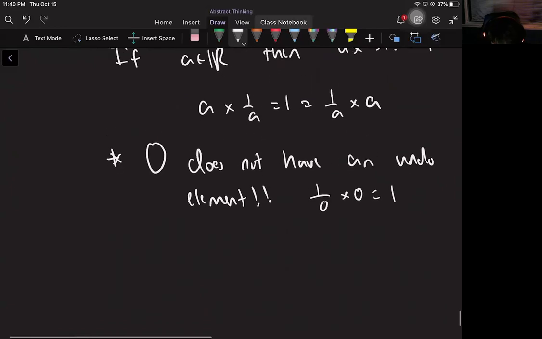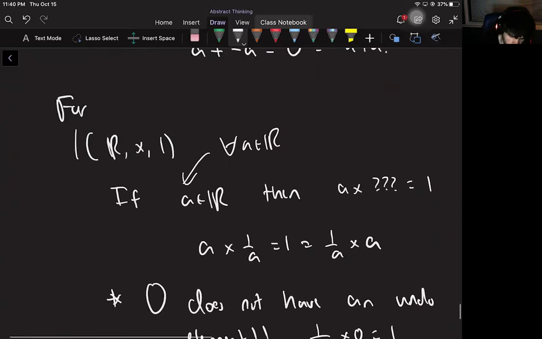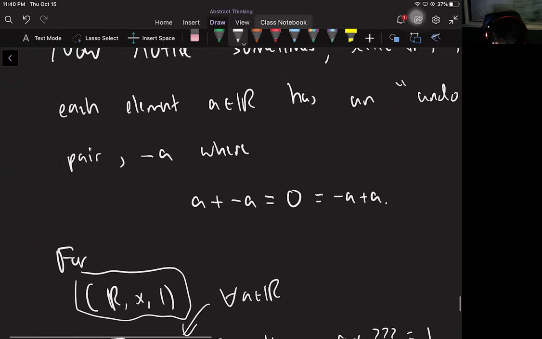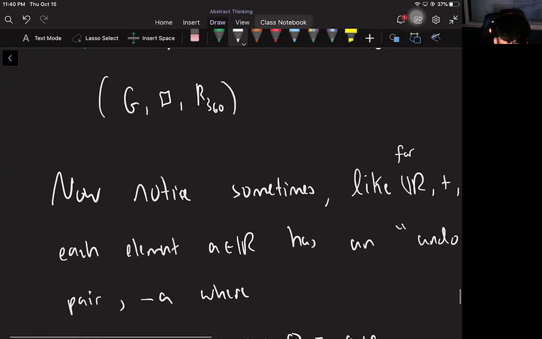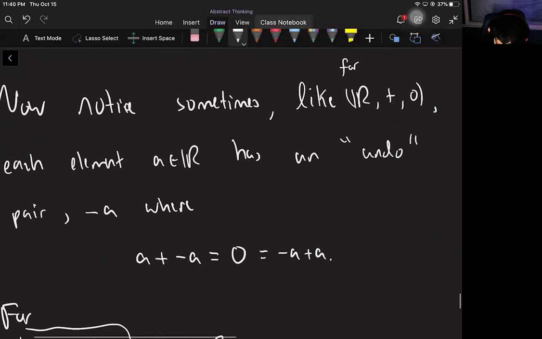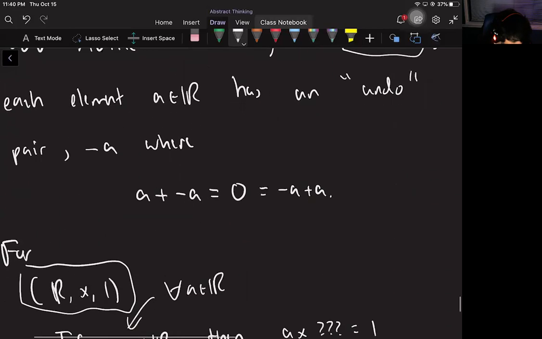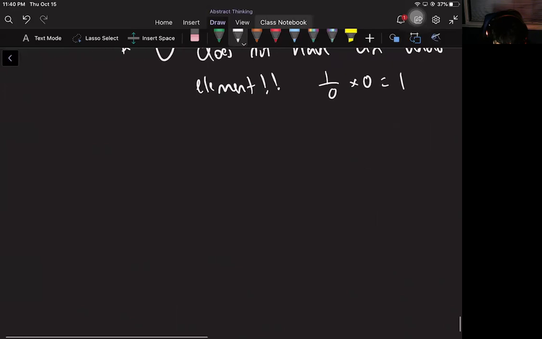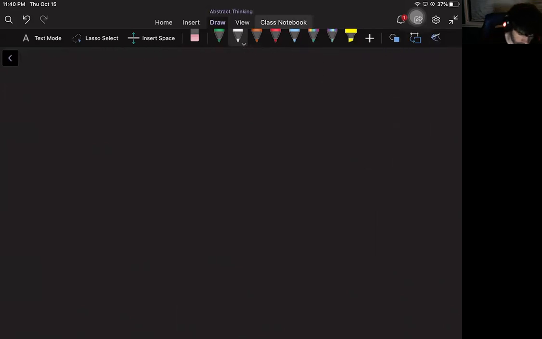Okay, so in fact, this guy does not have an undo element for all elements you start with, but this one does. Okay, so now let's define it with the real words instead of saying the word undo.